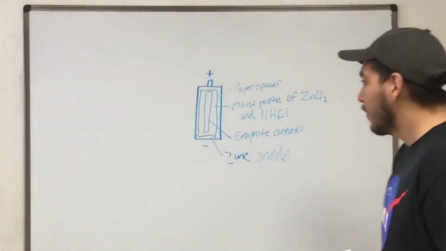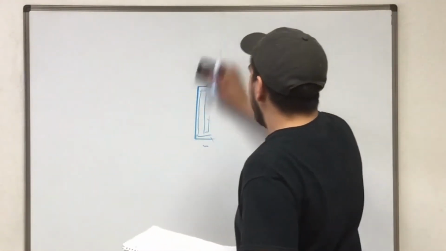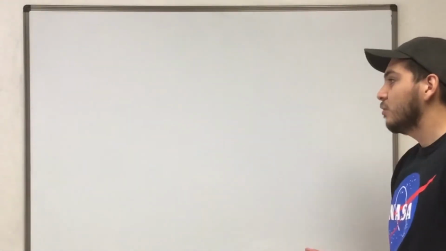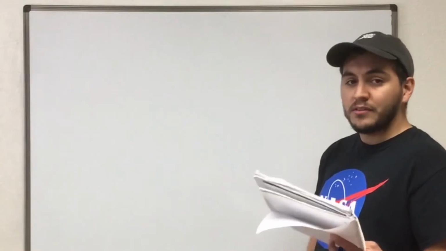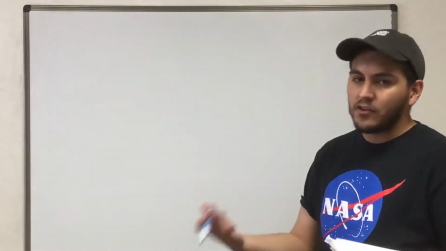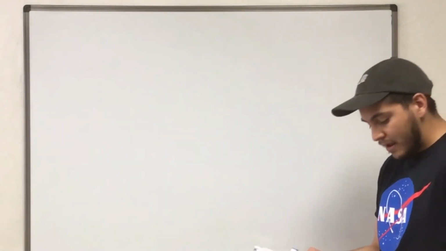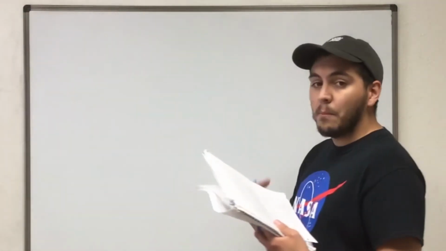Okay, so the next one we're gonna go ahead and see is called the mercury battery. Okay, so this one's not as common. It is common, but it's mostly used in medical equipment and the electronics industry. It is a little bit more lasting and more durable than the dry cell battery. So it is a little bit more expensive also because of the components inside.